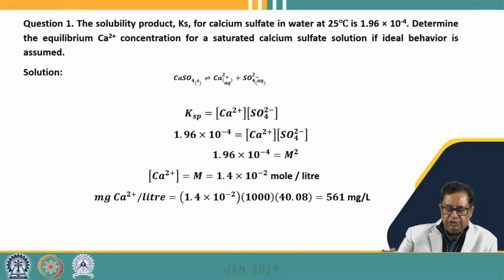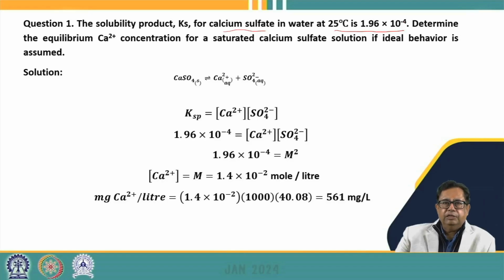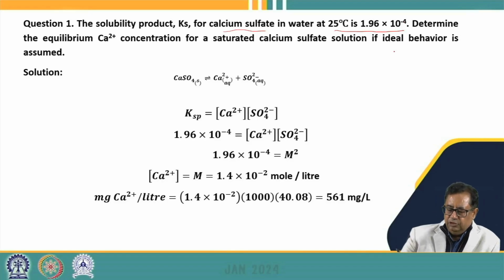Problem 1 states that the Ksp value for calcium sulfate in water at 25 degrees centigrade is 1.96 × 10^-4. We have to determine the equilibrium calcium concentration in the saturated calcium sulfate solution, assuming that ideal behavior is there. So we can write down the equation. This equation tells us how the calcium sulfate is getting dissociated into calcium and sulfate.